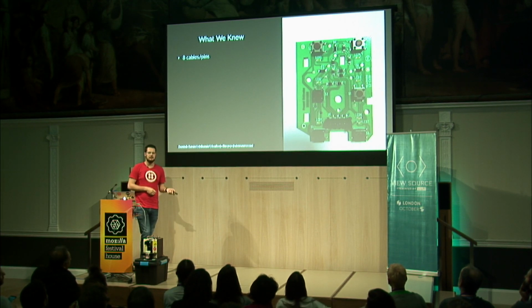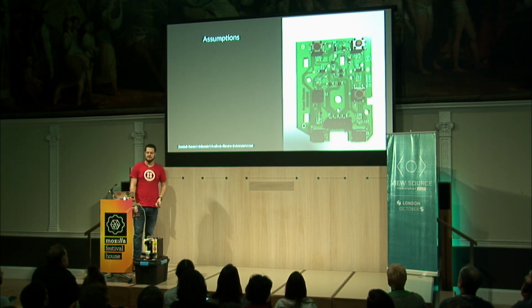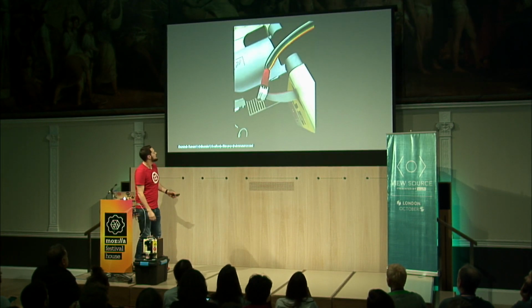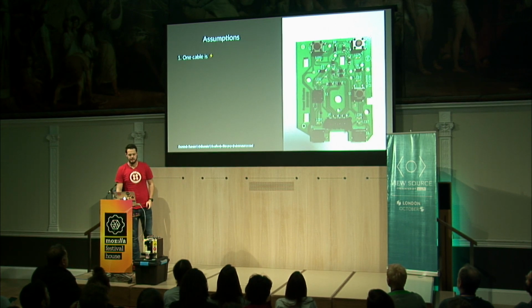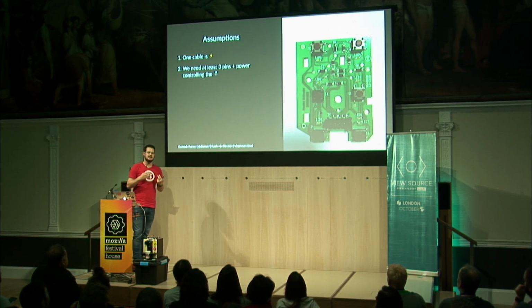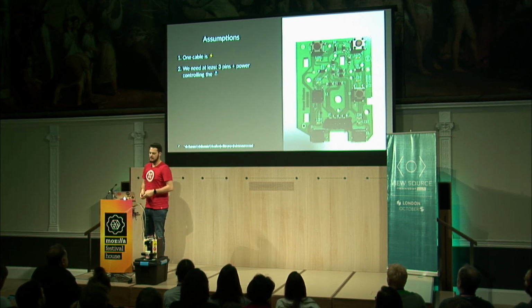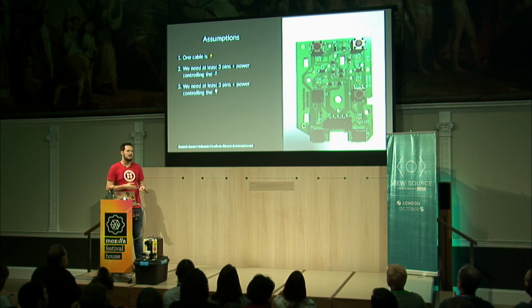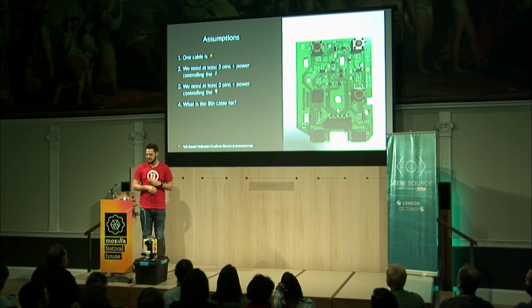We knew that there were 8 cables or pins. There were 6 switches, and there were 7 LEDs. So we made some assumptions. At least one cable had to be power. If we look at it, probably going to be the red one. And we needed at least 3 pins plus power to have an idea around the buttons, just based on a binary protocol. And 3 pins plus power are for the LEDs. And then what's the 8th cable for? Well, we don't know, but we'll figure it out.